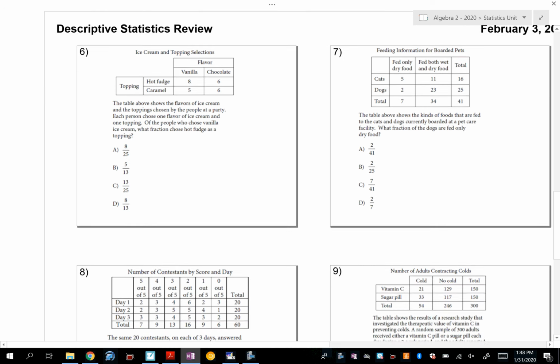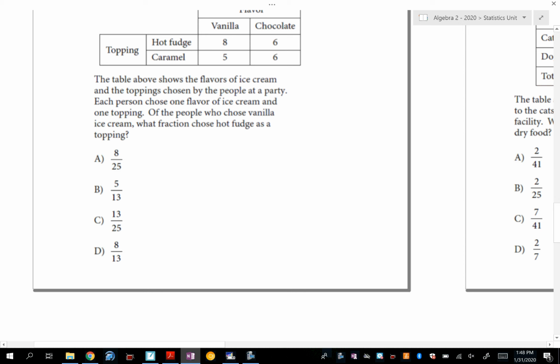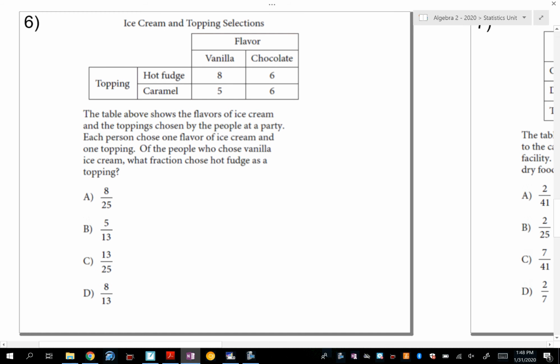Let's go to number 6. All right, number 6, they don't give you any marginal distributions. So if you wanted to take the time to do that, you have 14 people that chose hot fudge, 11 that chose caramel, you had 12 that chose chocolate for the flavor, and 13 for vanilla. If you want to do that for a grand total of 25. Okay? Now it says, of the people who chose vanilla.